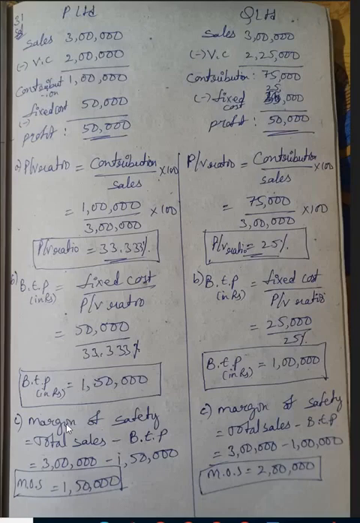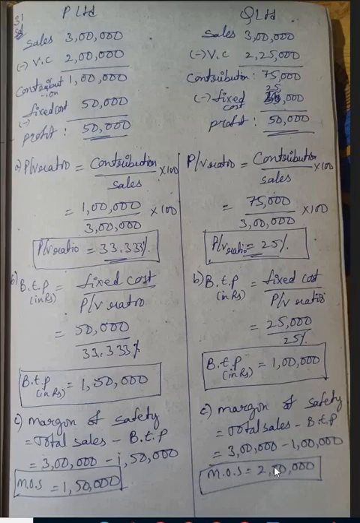And for margin of safety, it is asking us to find it for both. Total sales minus BEP is the formula. Total sales is 3 lakh, BEP for P here is 1,50,000, subtracted you get margin of safety. Here 3 lakh minus 1 lakh, you get margin of safety of 2 lakh for Q Limited.